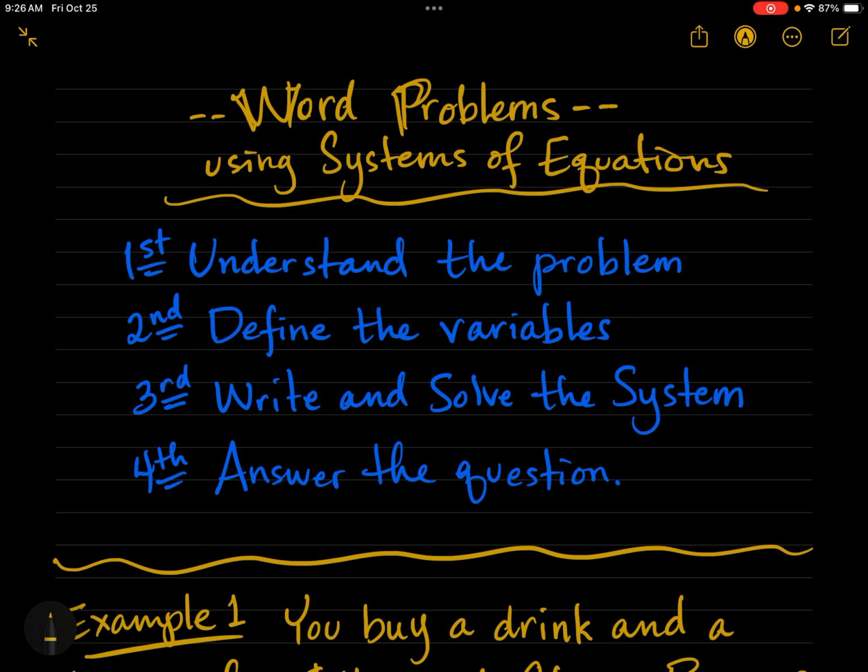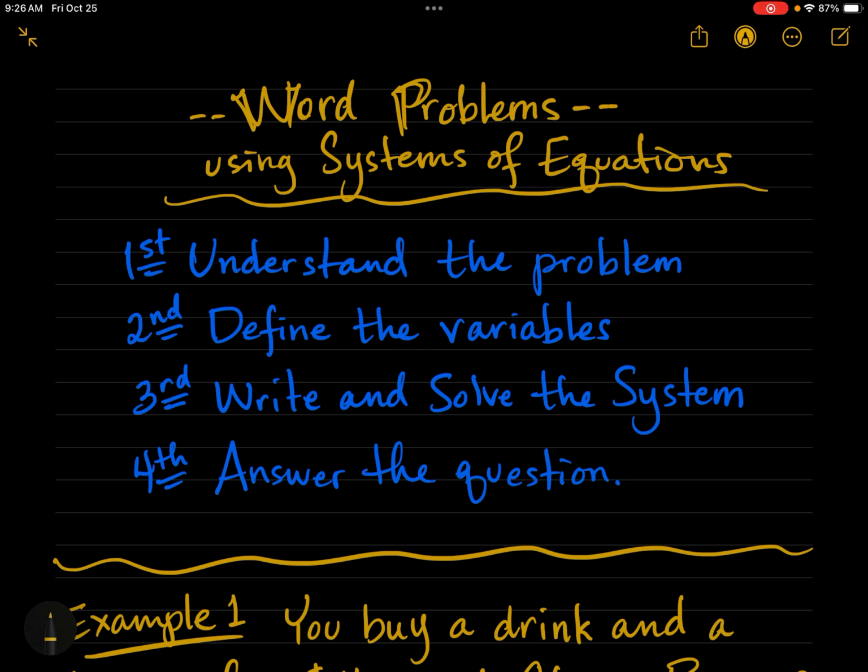But first of all, how about a little riddle? What's a cat's favorite treat? Mice Krispies. Okay, let's get into the lesson.